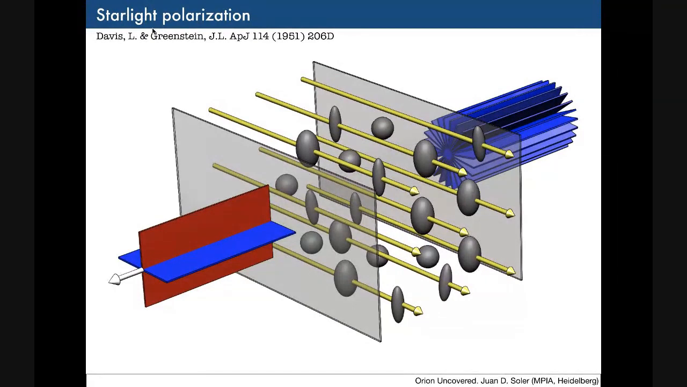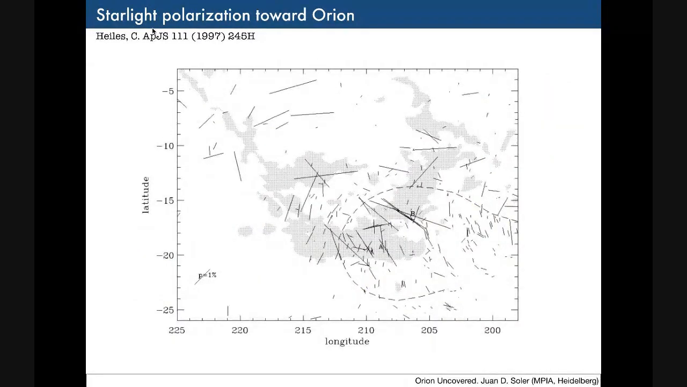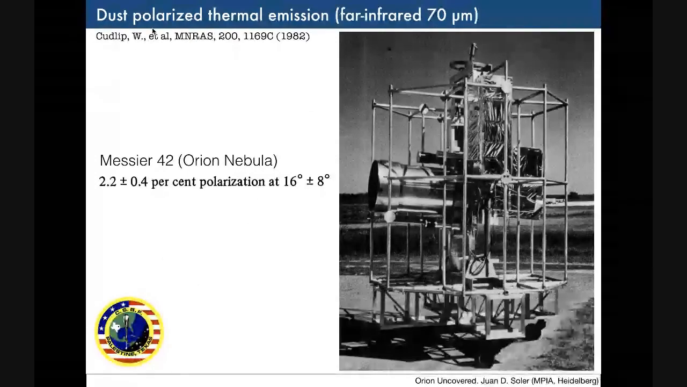You have to go to polarization. You guys know this plot, so I don't need to stop so much. The starlight polarization reveals the magnetic field between us and the stars, whose light is unpolarized, and it was basically a mess. This is the picture in 1997 when Carl was first reporting his Orion data. But now we have a different picture.